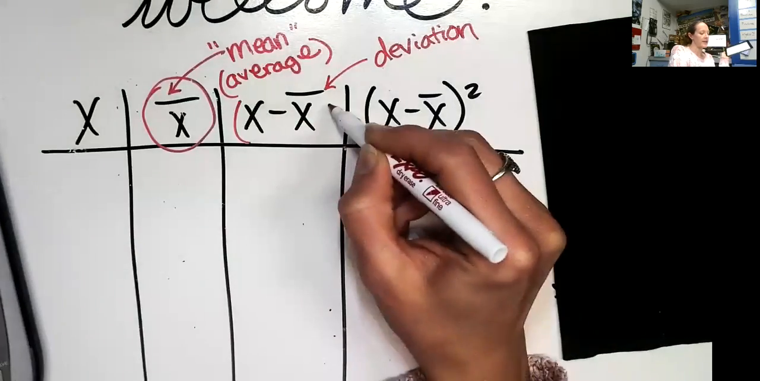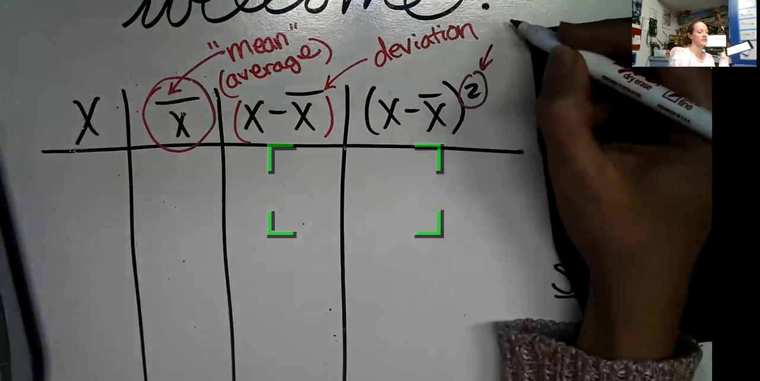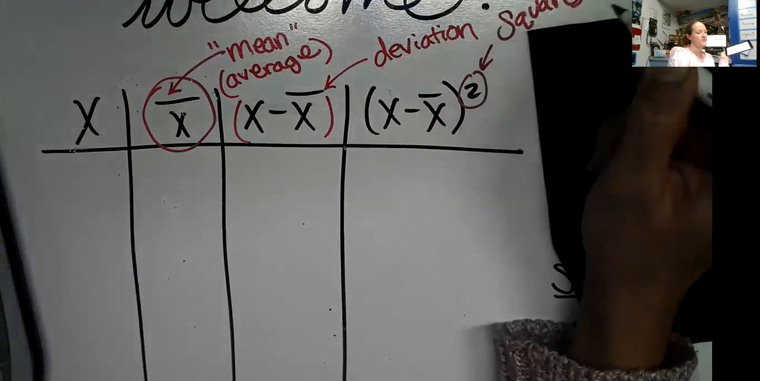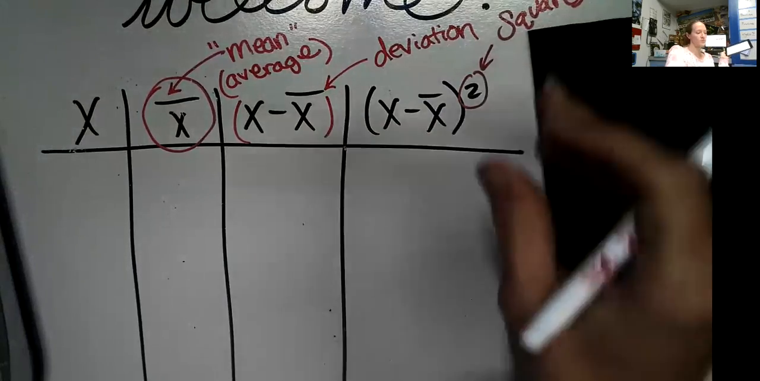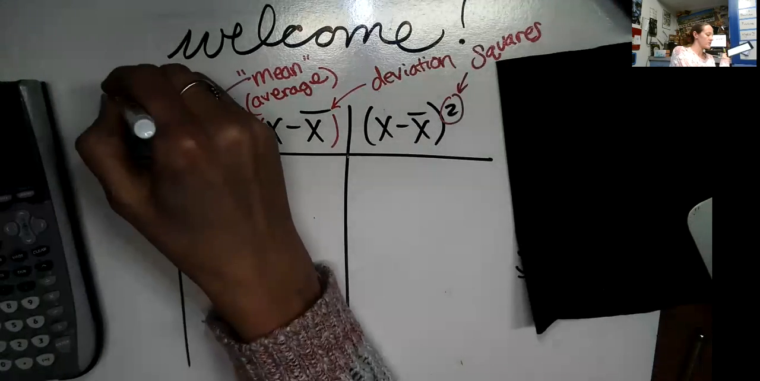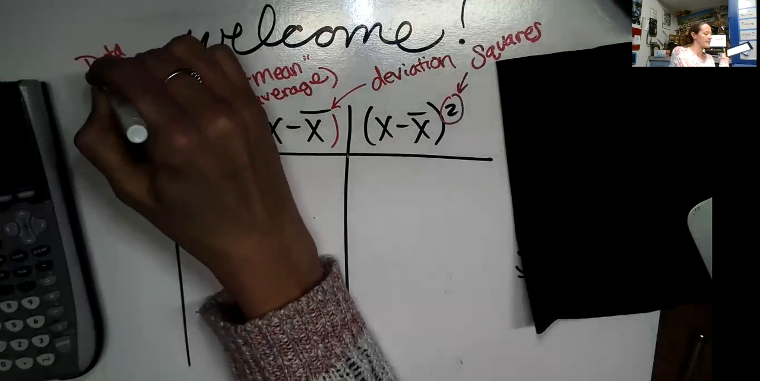That's what this subtraction is called, the deviation. This one is literally just, the book tends to call it the squares of the deviation. Oh, let me zoom out just a little bit. The squares of the deviation. And then this one, here we go, are going to be our data values, aka the beginning values.